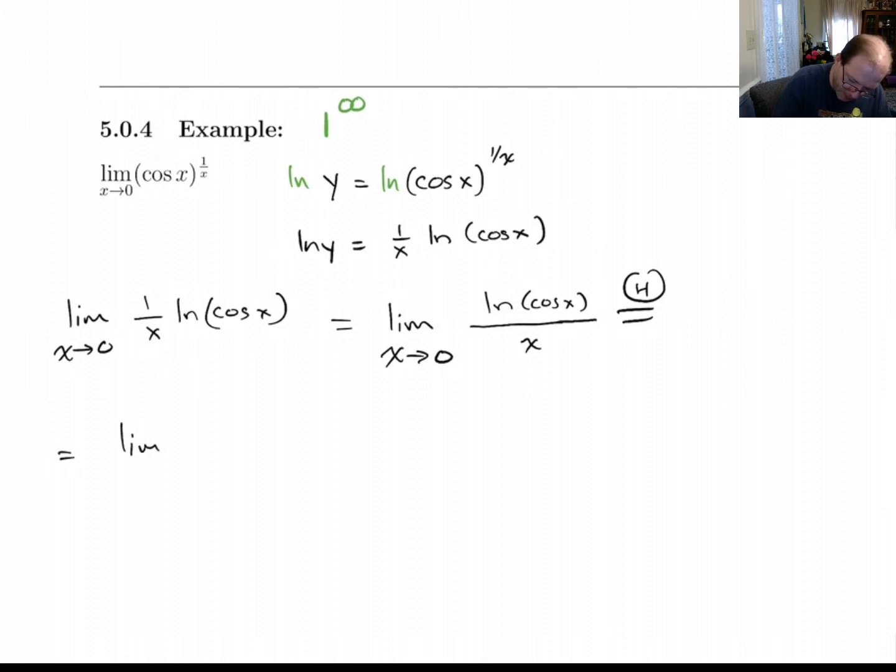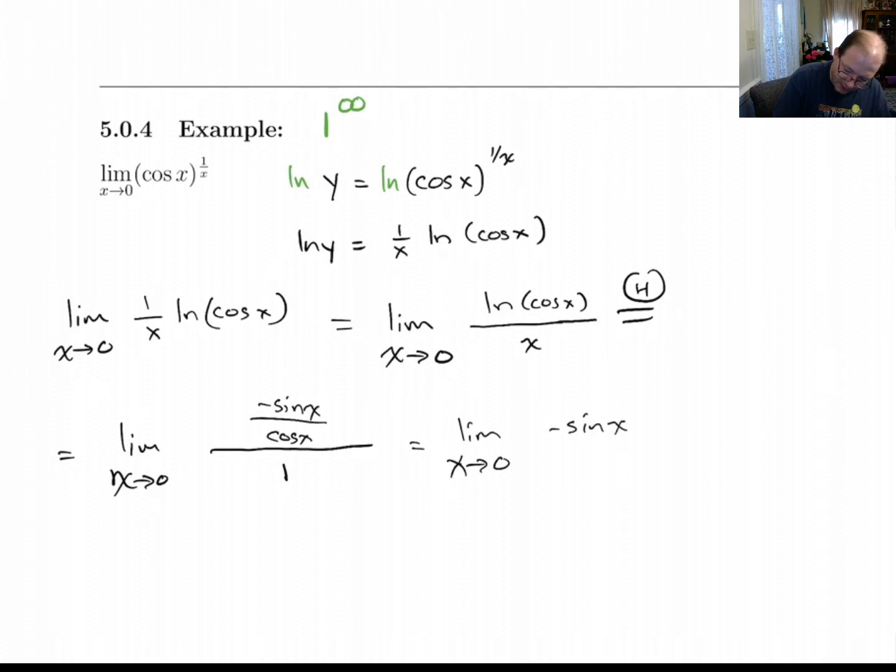On the top, you've got cosine down here, and the derivative of cosine, which is negative sine, on top. And downstairs, the derivative of x is just 1. So as x goes to 0, we've got minus sin x over cos x. So plug in the 0, you get negative 0 over 1, which is just 0. And so my final answer is e to that, e^0, which is 1.